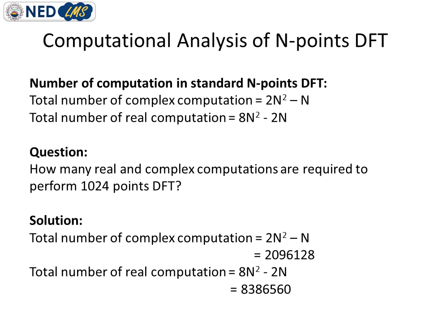And the same is the case with the total number of real computations, which is equal to 8n squared minus 2n. So we will end up with 8386560. We can add the complex plus real computations to get the total number of computations required to perform the 1024-point DFT of any provided signal. So by this final answer, we can select a processor speed which is suitable to handle this large number of computations.